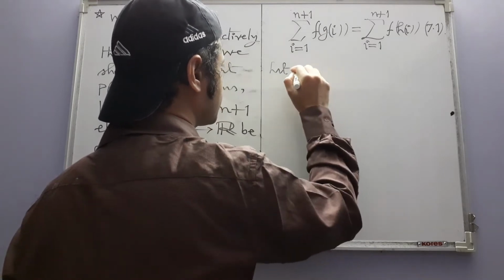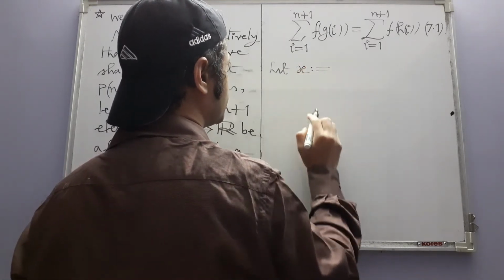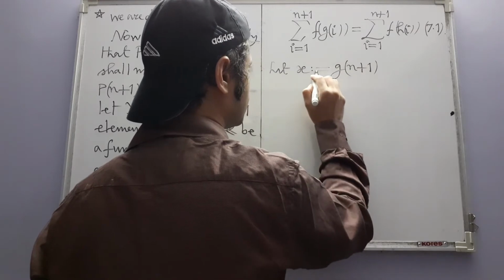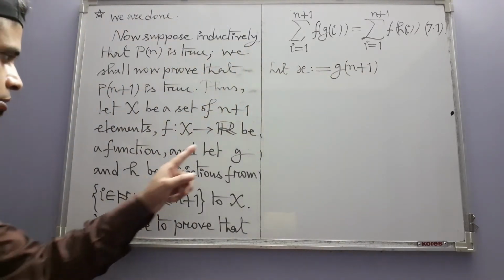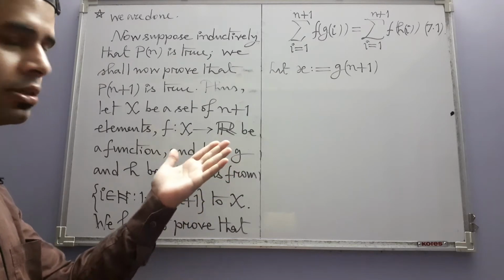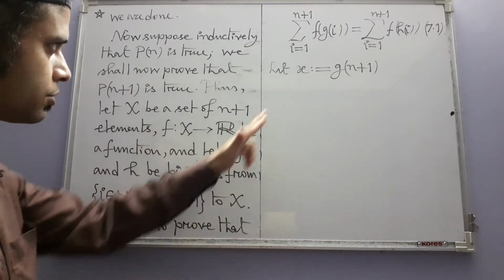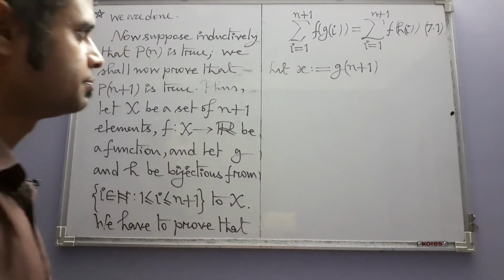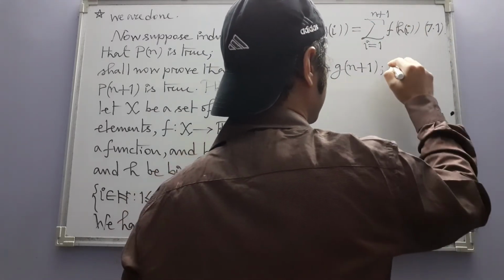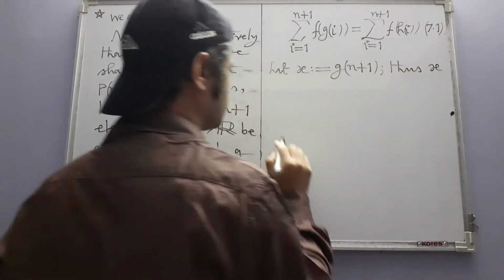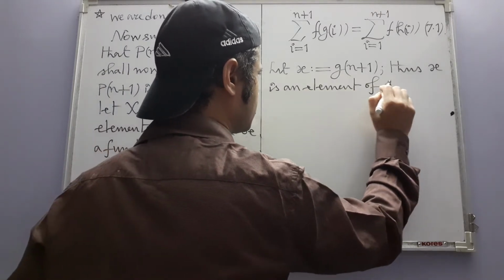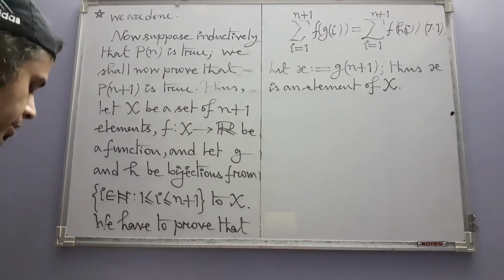Now let x be the image of I n plus 1 under the bijection G. Because G and H are both bijections from this set to X, G of n plus 1 is small x, we are calling it small x, so small x is an element in capital X, our finite set. Thus small x is an element of X.